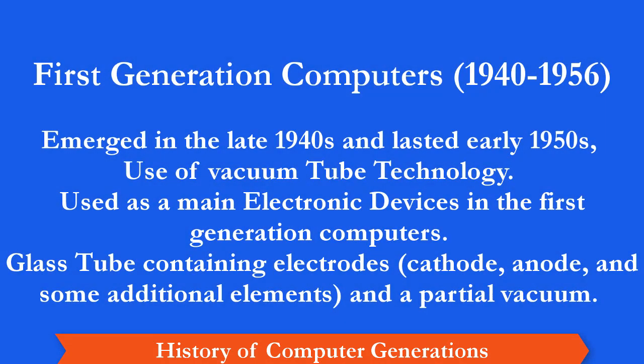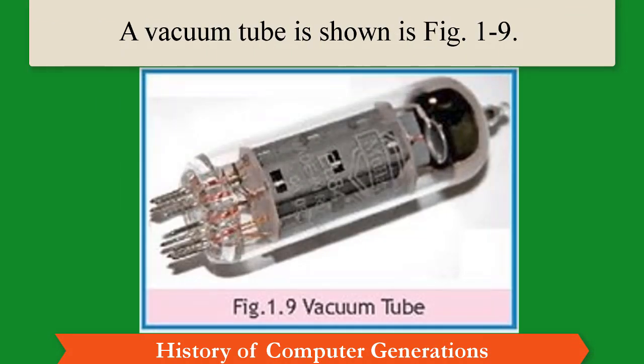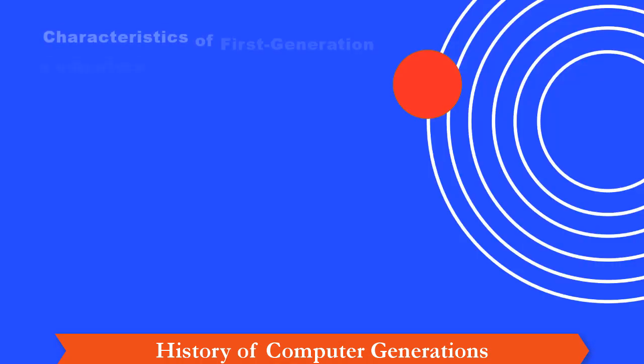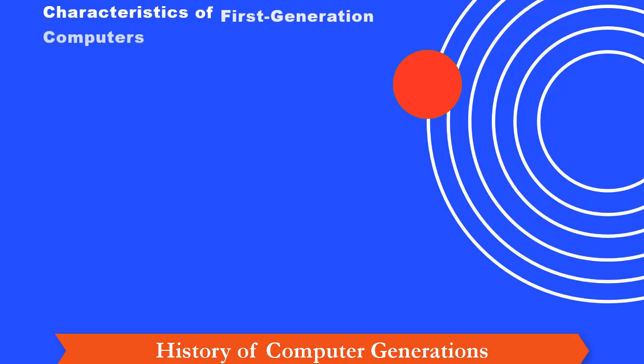First generation computers, 1940 to 1956. First generation computers emerged in the late 1940s and lasted through the early 1950s, and were characterized by the use of vacuum tube technology. Vacuum tubes were used as the main electronic devices in the first generation computers. It consists of a glass tube containing electrodes, cathode, anode, and some additional elements in a partial vacuum. A vacuum tube is shown as Fig. 1-9. The following are some characteristics of first-generation computers.